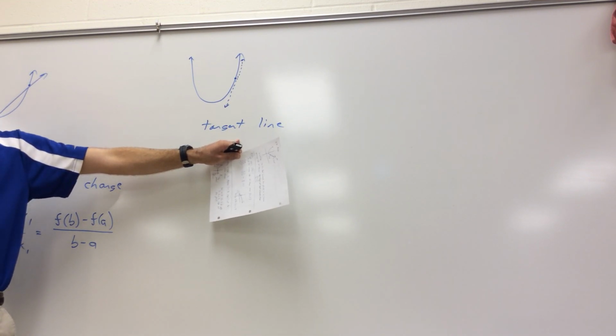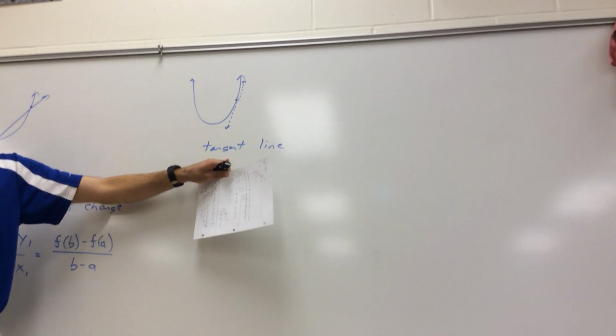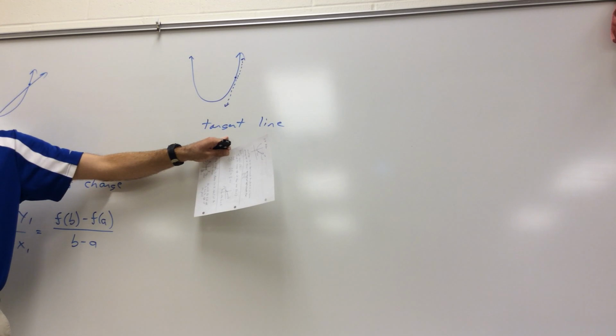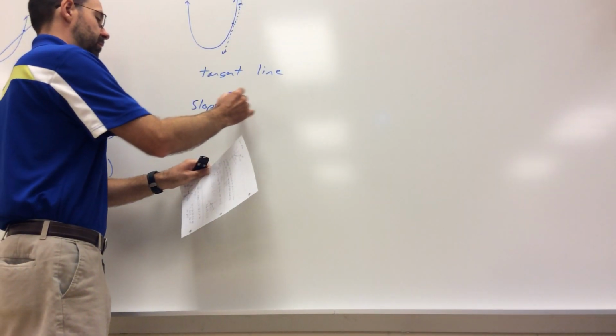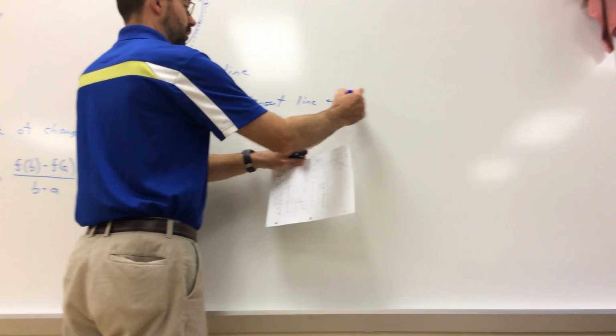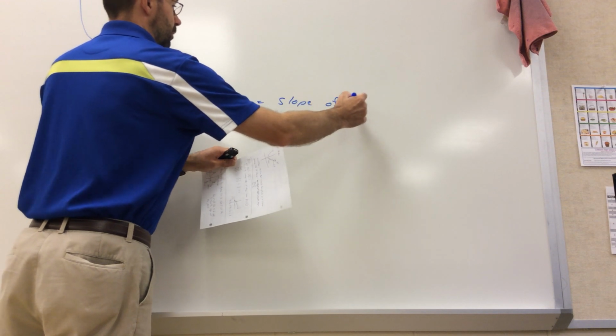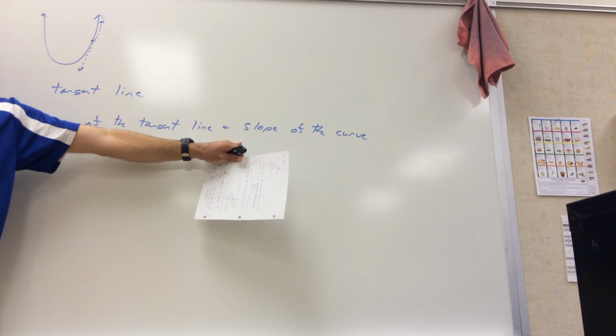Okay, so I drew that dotted line in to represent how steep the curve is at the point. And then I'm calling that dotted line the tangent line. So since the dotted line represents how steep the curve is, the slope of that tangent line is the slope of the curve. Or in other words, it's how steep the curve is there.